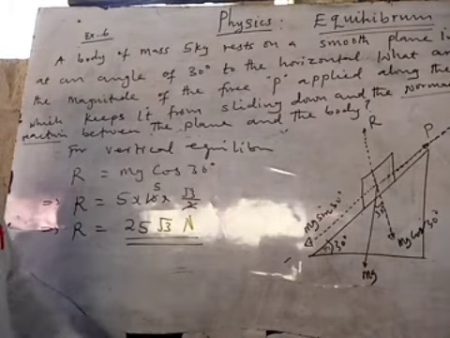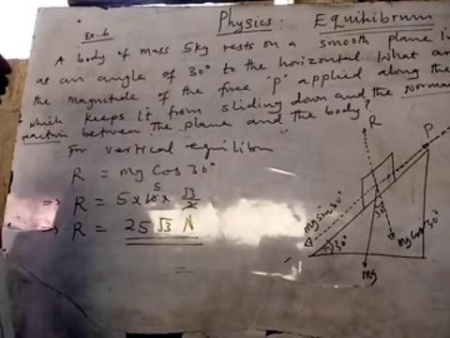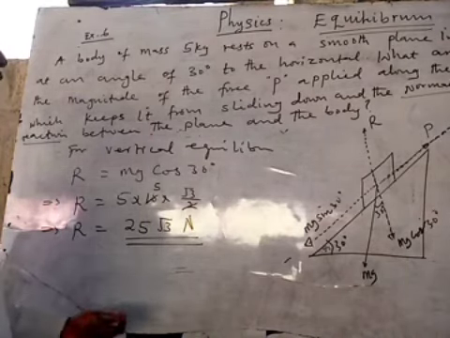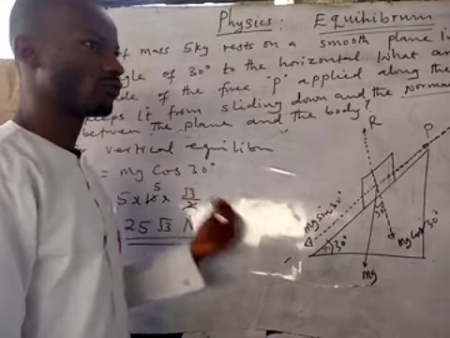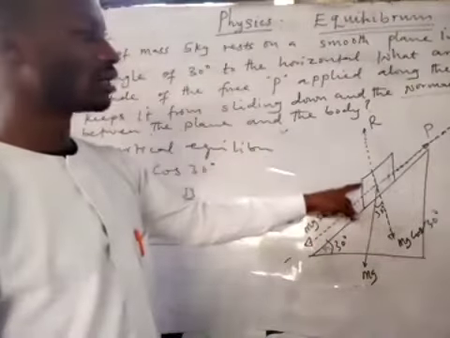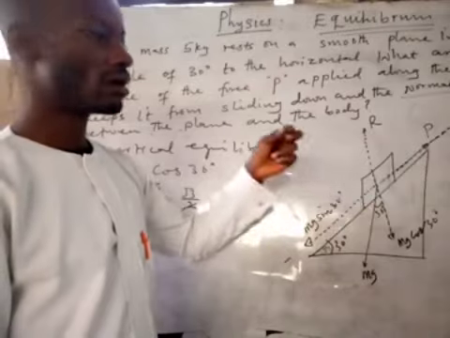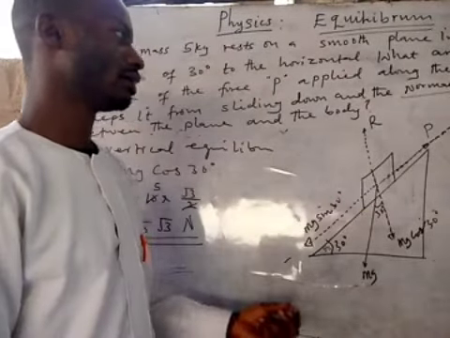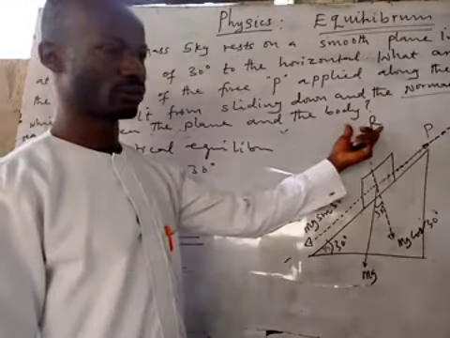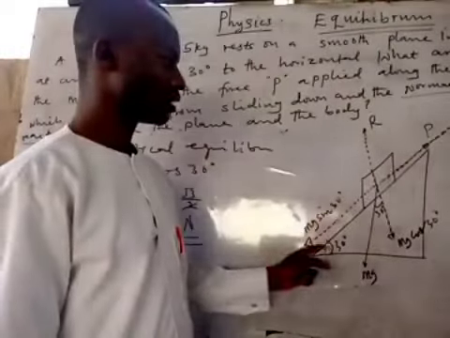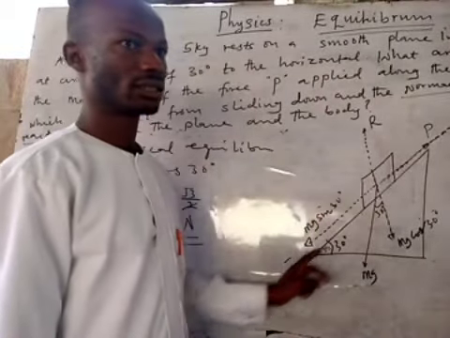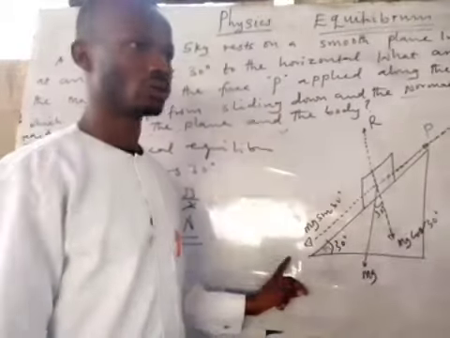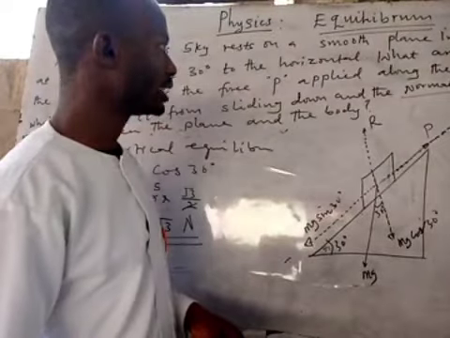So it's as simple as that. We have been able to solve this problem, which requires us to calculate the amount of force that should be applied on this body in order to prevent it from sliding. And secondly, the normal reaction that should be produced by the surface of the incline. So we would round it up here.